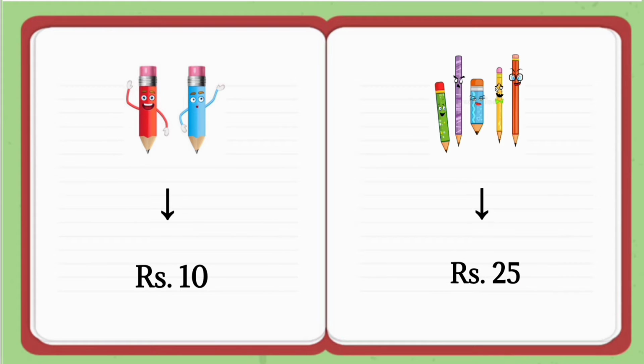Now look here. When we are buying 2 pencils, the cost of pencils is 10 rupees. And when we are buying 5 pencils, then the cost of pencils is 25 rupees. So, did you observe something here? Yes, when we are buying more number of pencils, the cost of pencils is increasing as well.